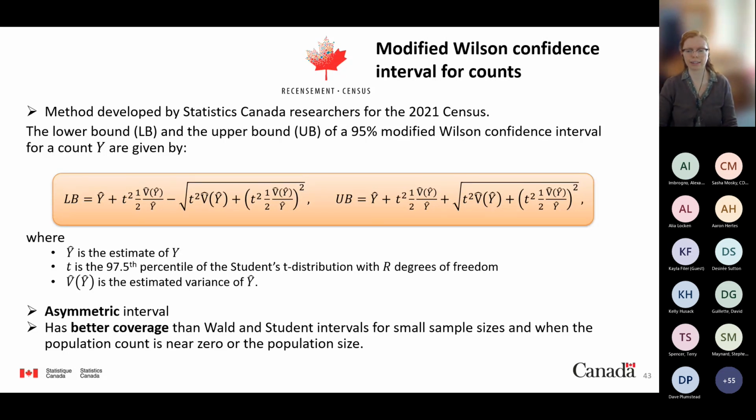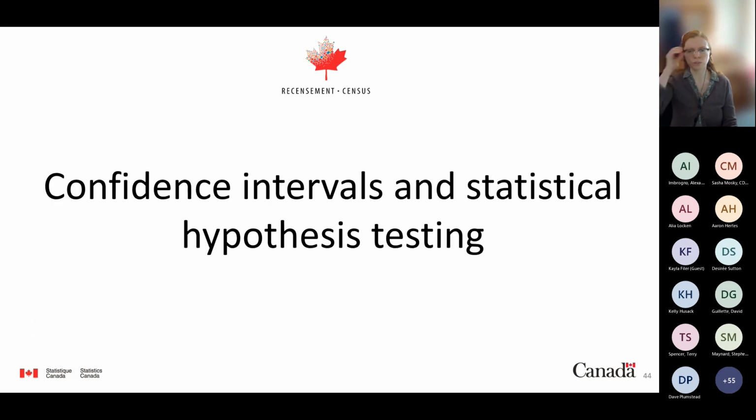I will mention that even though this is a similar method to the method on the previous slide for proportions, the formulas do look quite different because this particular method relies on an approximation. Like the interval for proportions, this is an asymmetric interval. And it has better coverage than the Wald and Student intervals for small sample sizes, and when the population count is near 0 or near the population size. So those were the three methods we use to compute confidence intervals.